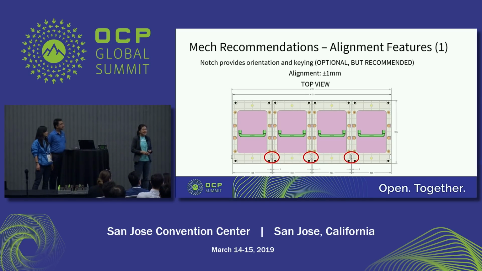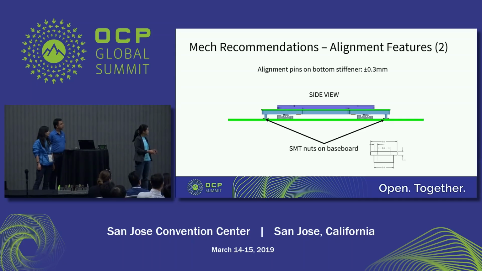We do recommend a gap of 1 millimeter between each module in the system as well. The second stage of alignment is actually those alignment pins that we talked about on the bottom stiffener. The 3-millimeter alignment pins go into 3.6-millimeter surface mount nuts on the baseboard side. And that just means that at the end of this stage of alignment, your OAM module will be within 0.3 millimeters of its final location.